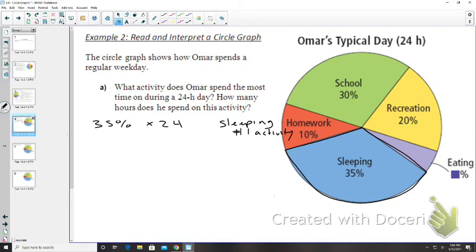I feel like a few of us can relate to Omar. We know that he spends 35% of a 24-hour day on that. So just like we did in the last couple examples, we need to change the 35% to a decimal. You can either divide by 100 or move that decimal place 2 spots to the left. So 35% as a decimal is 0.35 multiplied by 24 gives us a value of 8.4 hours. Omar typically spends 8.4 hours sleeping per night.